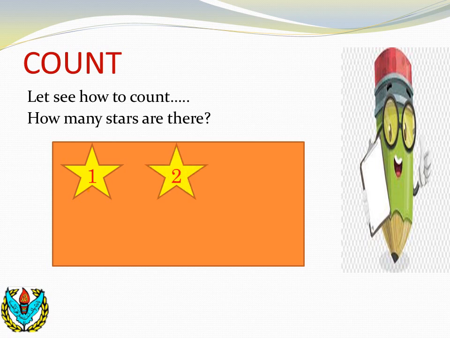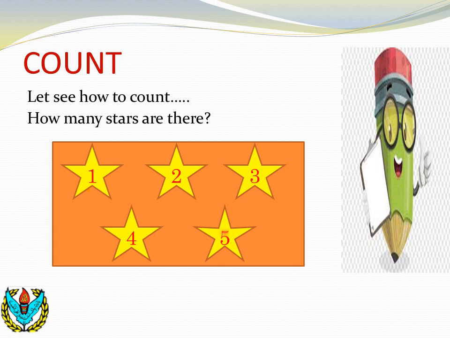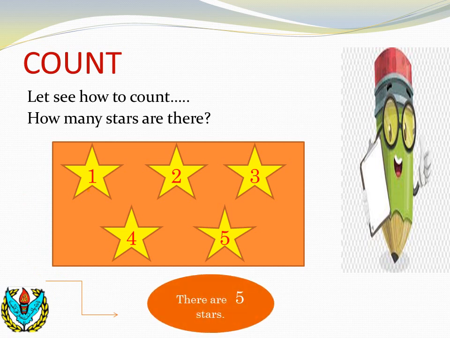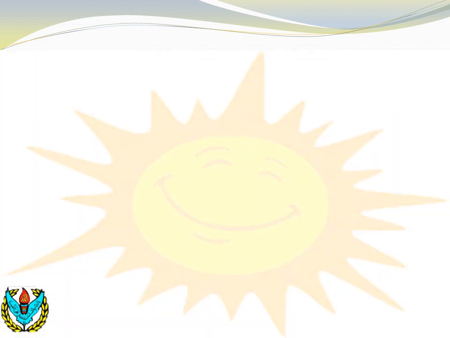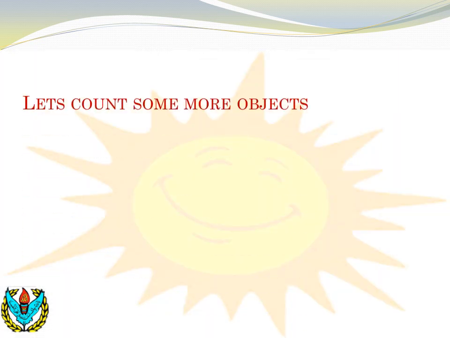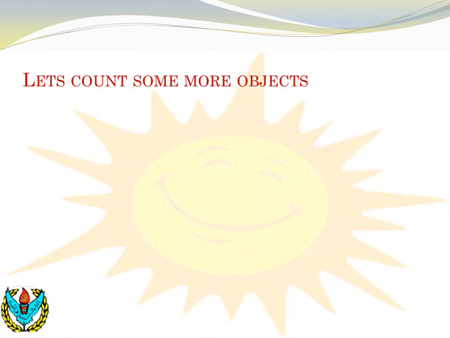1 star, 2 stars, 3 stars, 4 stars, 5 stars. There are total 5 stars on your screen. Count again. 1, 2, 3, 4 and 5. There are total 5 stars on your screen. Let's count some more objects.